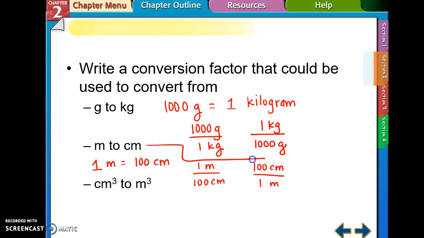And then for my last one right here, if I've got cubic centimeters to cubic meters, I'm going to think about the fact that they're going to have to be cubed, and I would go from there. But we're not actually going to be doing much with volume. So for today, we'll talk about volume later on. For today, we are going to concentrate on using our metric conversion factors. So, make sure you have that handy-dandy little conversion factor chart ready, and we'll get going.